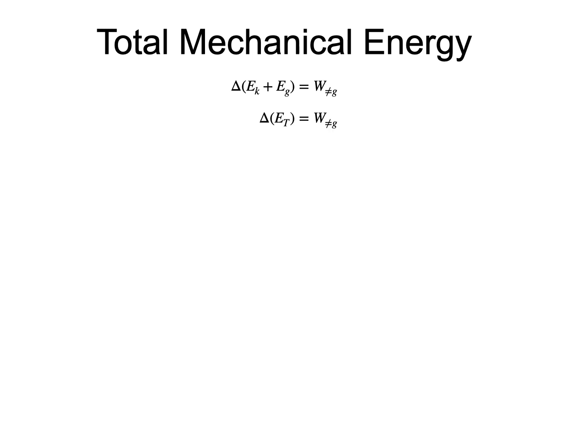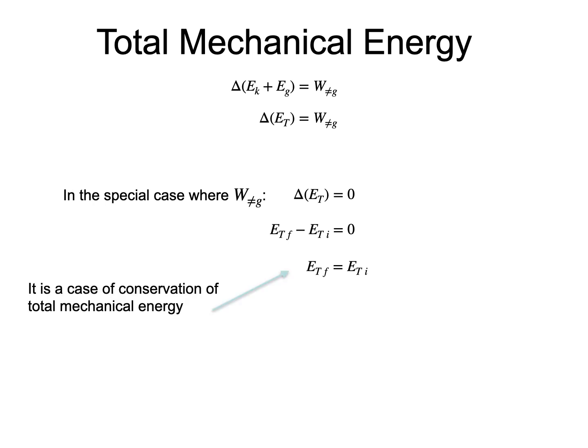Let us deal with the special case where W not equal to G is zero, so the case where the non-conservative forces are not doing any work. Using the definition of the change of total mechanical energy leads to this, which of course is the same as saying that the total mechanical energy did not change. We call this situation a case of conservation of total mechanical energy.